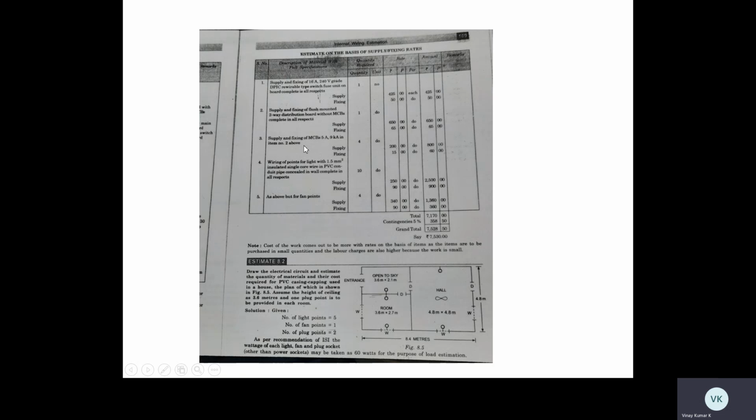Supply and fixing of MCBs, 5 amperes, in number 2 above. Because we have 2 sub-circuits, for that purpose we need 4 MCBs. And wiring points or line points for light with 1.5 mm square insulated single core wire in PVC conduit pipe concealed in wall, complete in all respects. These are about 10 numbers we require.